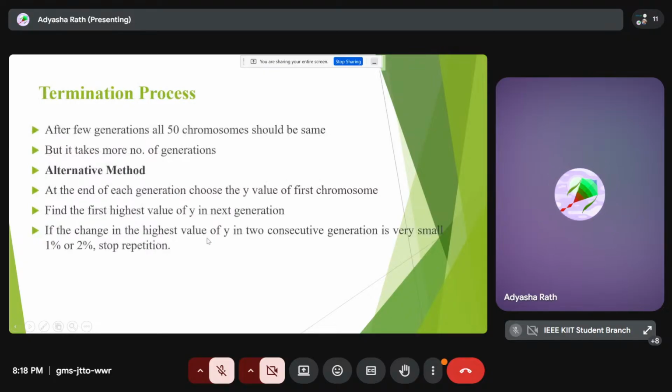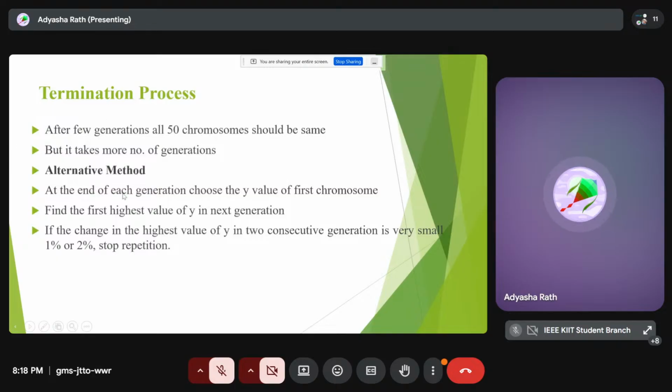So where to terminate? After a few generations, all the 50 chromosomes should be the same, but it takes a large number of generations. Generation means for generation 1 you calculate, for generation 2 you calculate. Then after some generations you will see that in two consecutive generations there will be very little variation. There you have to stop it.